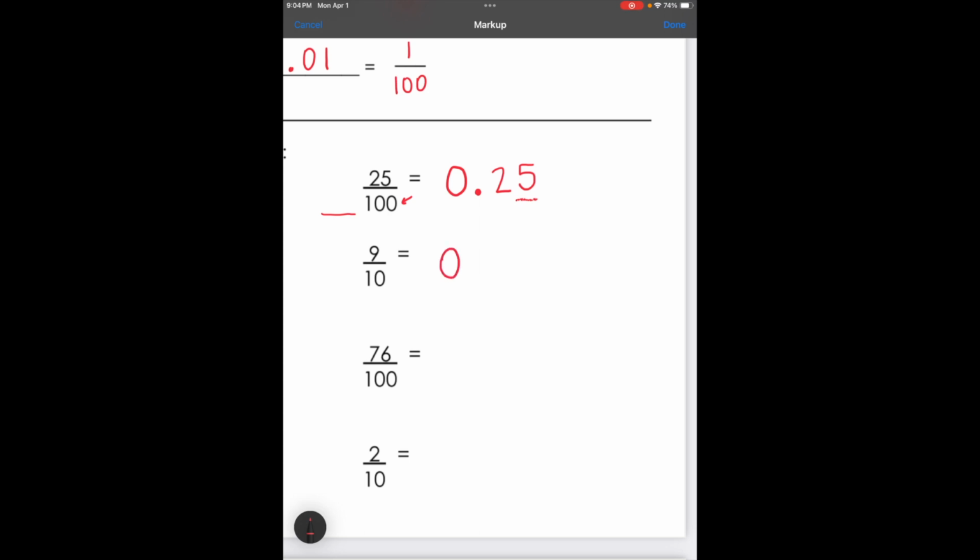Next, we've got 9 tenths, so 0 and 9 tenths. Next, we've got 76 hundredths, so we're going to do 76. Make sure that 6 ends in the hundredths place. Go ahead and try the last one on your own.